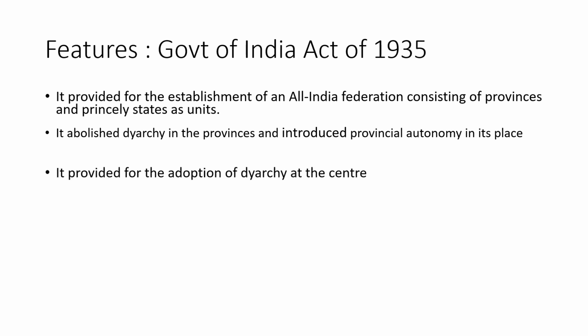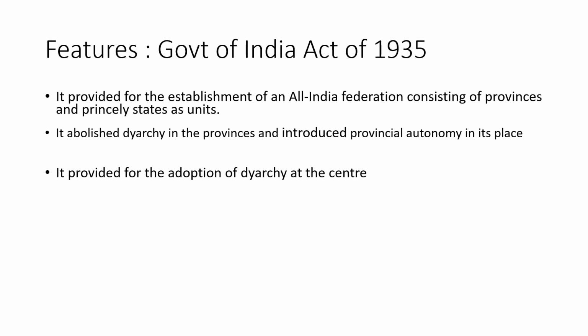Now let us see another feature. It provided for the adoption of diarchy at the center. So now understand this. At the center it is saying कि we should have diarchy, but at the provincial level it is saying to abolish it. So it provided for the adoption of diarchy at the center. Consequently, the federal subjects were divided into reserved subjects and transferred subjects. Now we had studied it in the previous video about reserved subjects and transferred subjects. However, this provision of the act did not come into operation at all. So even this did not happen.